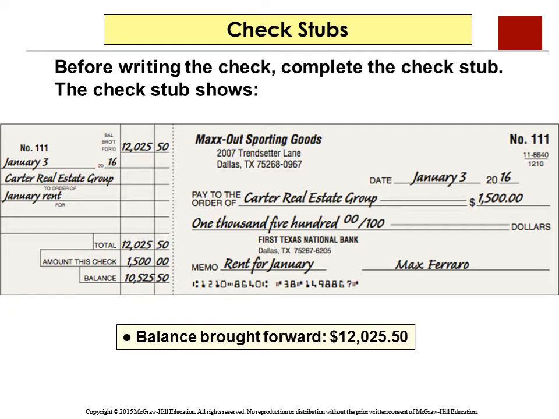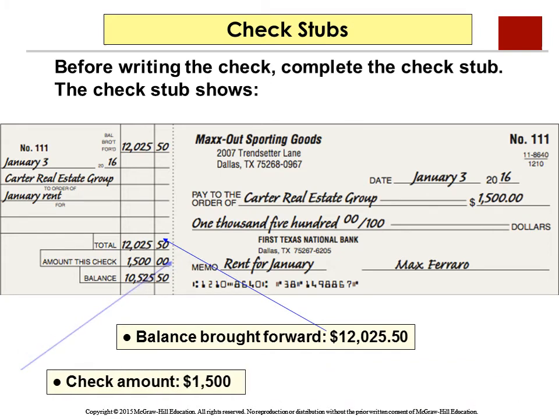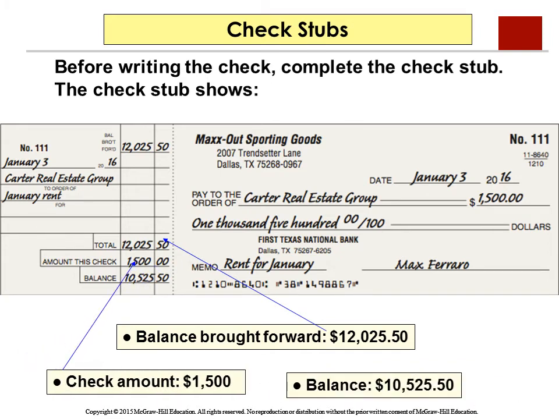So consistently, you want to know what the balance is, and you want to know the difference that each check will make. So we have the check amount, and then of course we want the balance. These three items are very important, making sure that we keep up with exactly how much cash we have on hand and how much cash we can promise to pay, how much we can promise to spend.